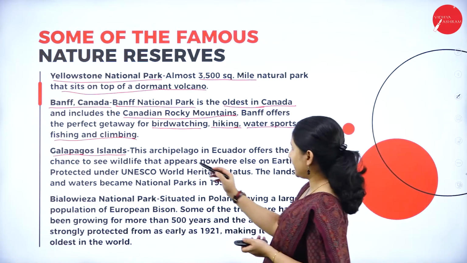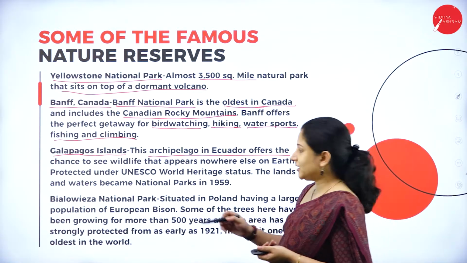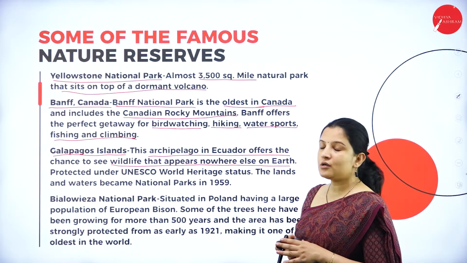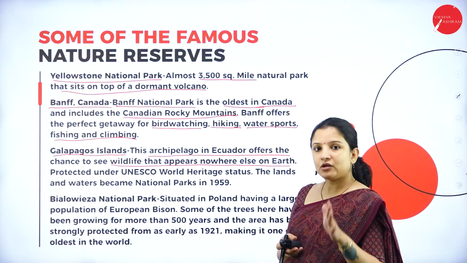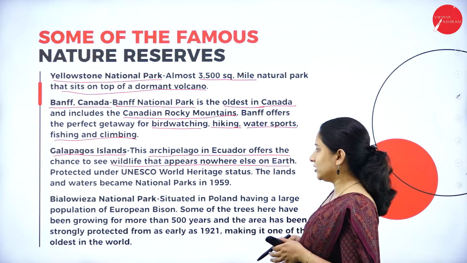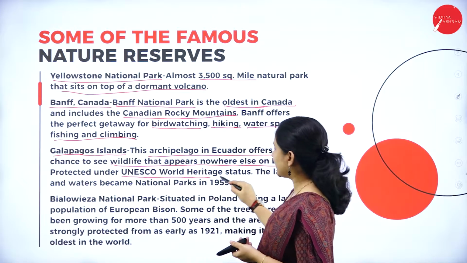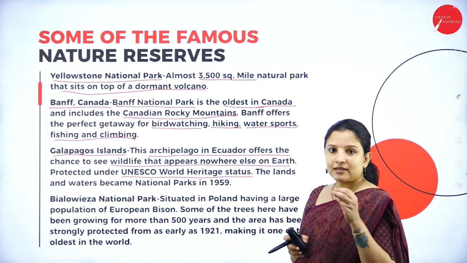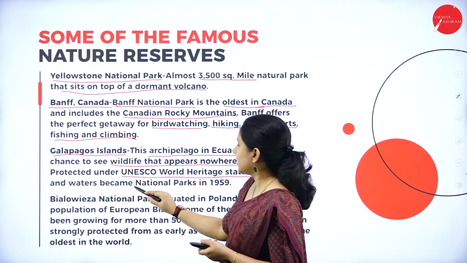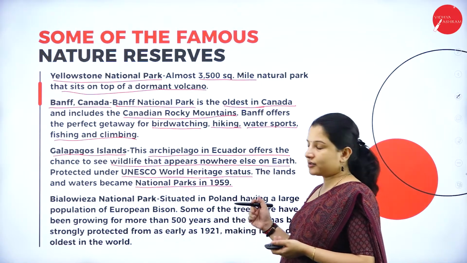So this is an archipelago which is present in Ecuador, and it offers the chance to see wildlife that appears nowhere else on earth. There is some wildlife which is endemic only to the Galapagos Islands, meaning you don't find them anywhere else in the world. And this is one island that is protected under the UNESCO World Heritage status. The land and waters of the Galapagos Islands became a national park in 1959. Therefore, now it is a partial nature reserve.